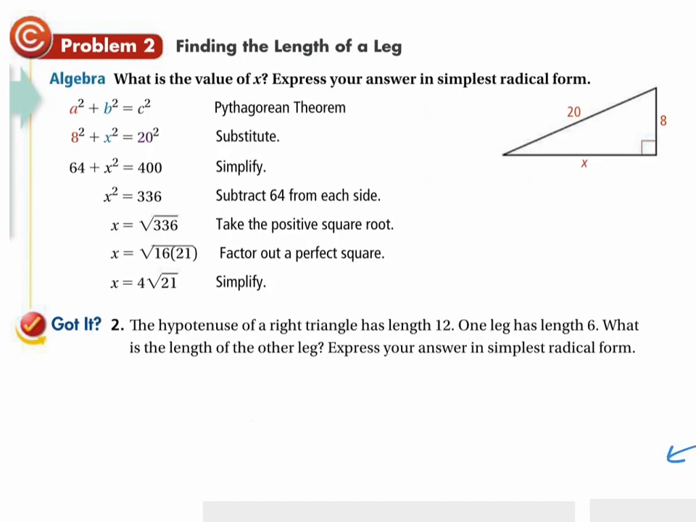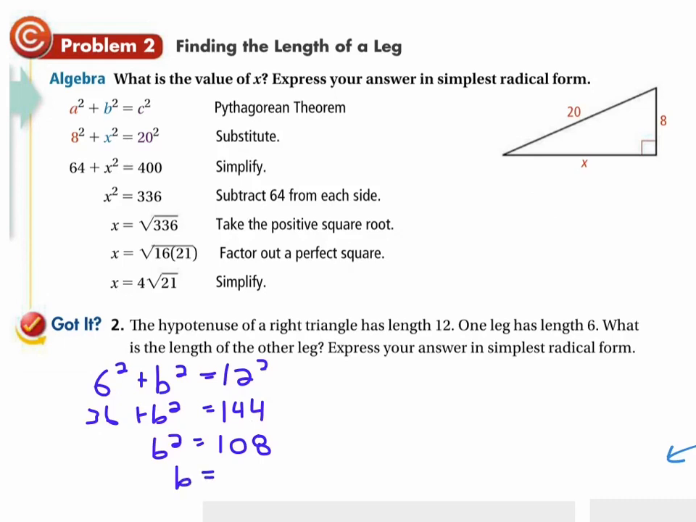Okay, so we know that the hypotenuse is 12. That's going to be C. So one leg is 6, so we've got 6 squared plus B squared equals C squared, which is 12 squared, or 36 plus B squared equals 144. And when we subtract 36 from both sides, we get B squared is equal to 108, and therefore B is equal to the square root of 108, and we will need to figure that out by doing a factor tree on 108.